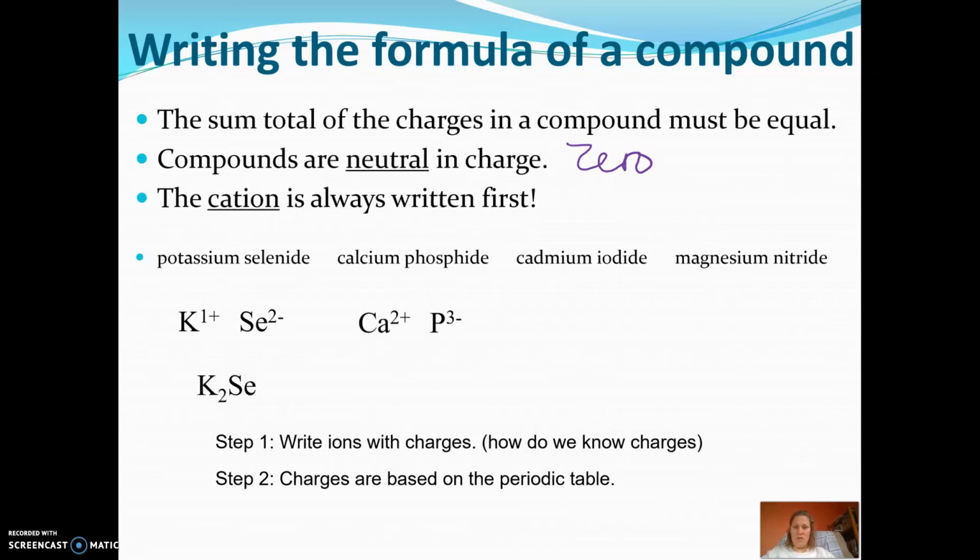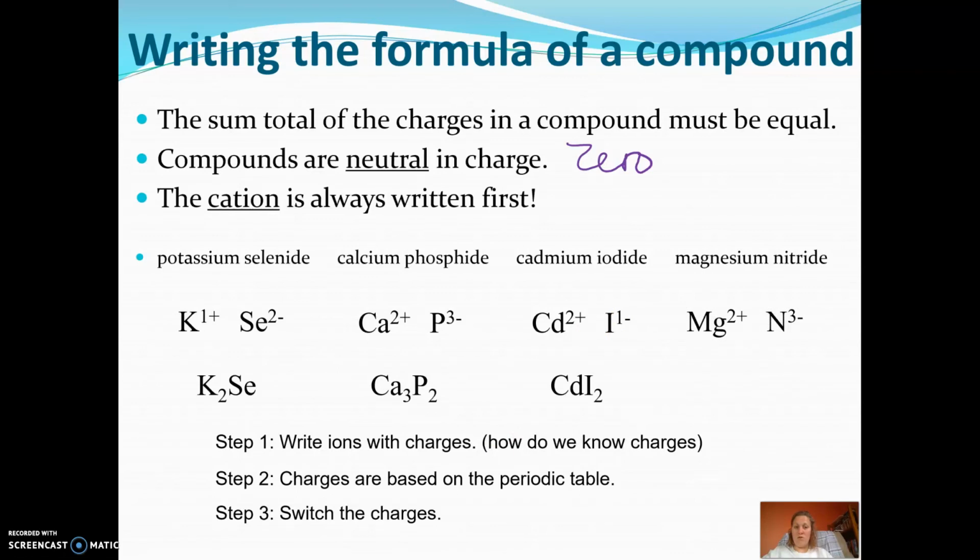Calcium phosphide. Calcium is a 2+, phosphorus is a 3-. So, to cancel that out, there we go. So really the shortcut is to switch the charges. Cadmium, if you look at the periodic table, is a 2 plus, iodine is a 1 minus. When you flip them, you just flip them and make them subscripts. So CdI2. Magnesium nitride, 2 and 3 again, so they just flip.